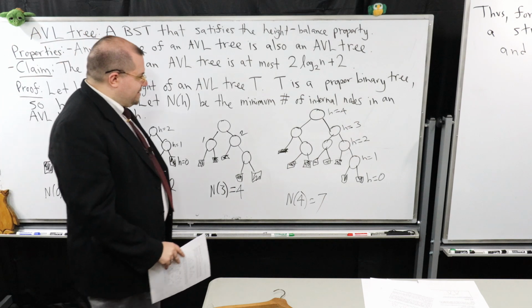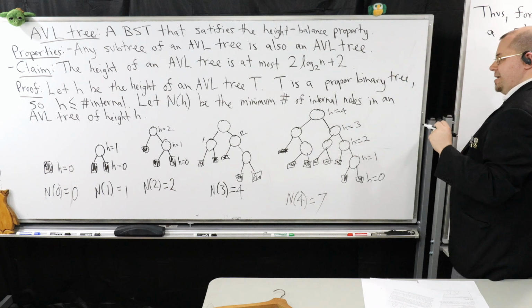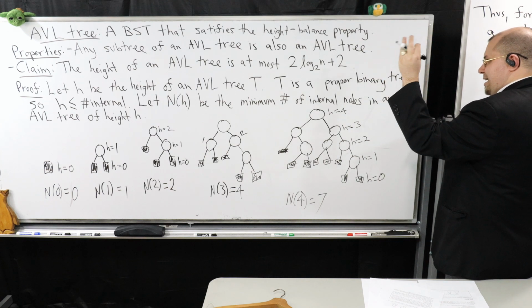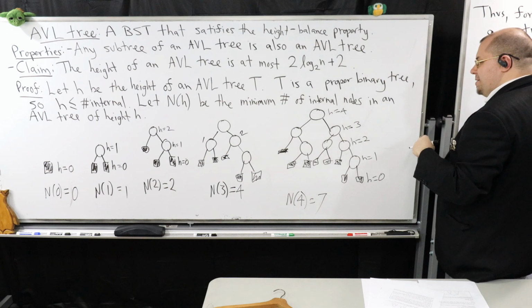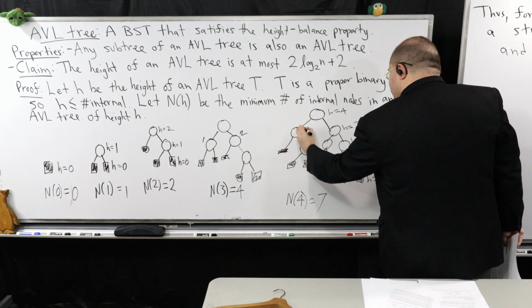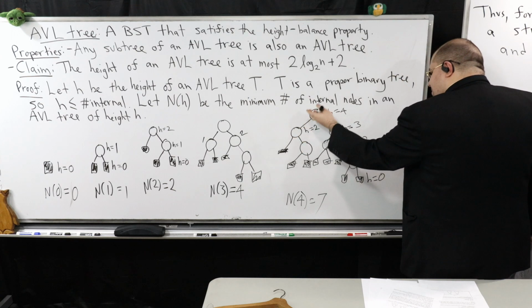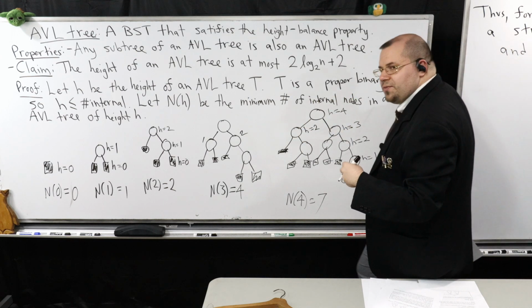Yes, it does have to satisfy the height balance property, to be a bit more precise here. Notice here that I have height 1, height 2. So this node is okay because its left subtree and its right subtree heights don't differ by more than 1.